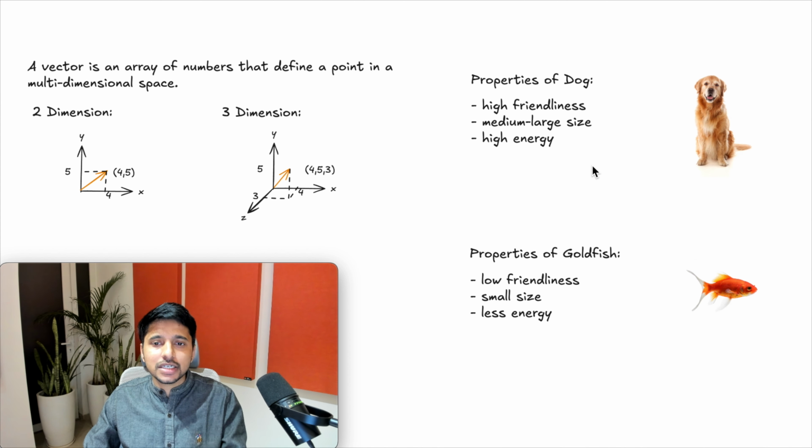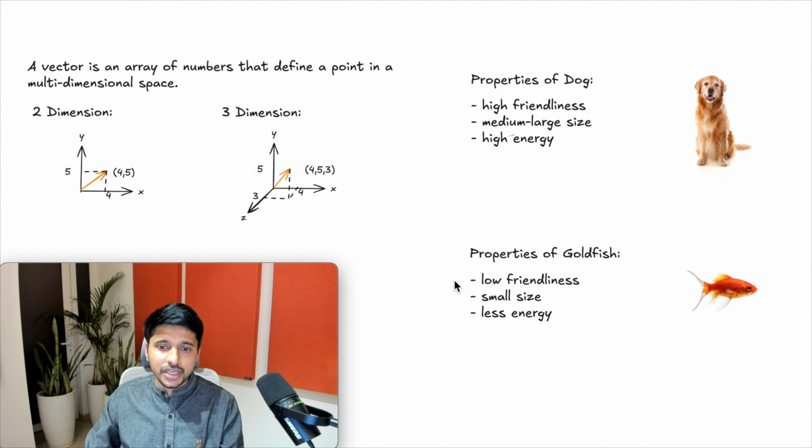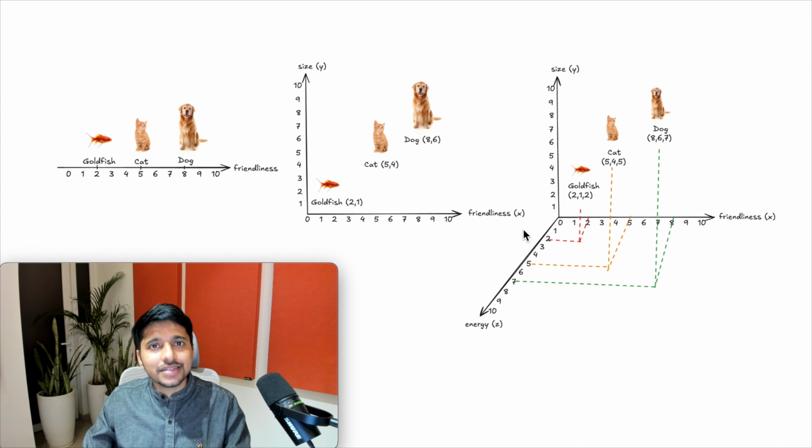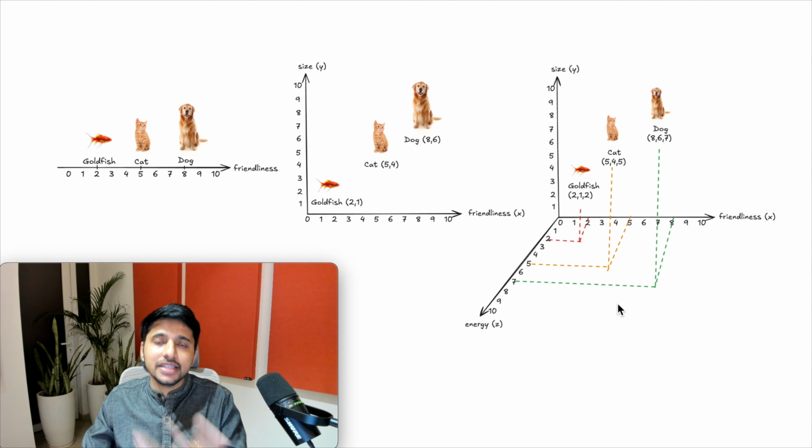First, let's try to understand the properties. For example, for the dog we have properties like these: high friendliness, medium-large size, high energy. And we have low, small and less like this for the goldfish. So these are the properties that we have defined for the dog and the goldfish. As we have learned, vectors can be defined in 1D, 2D, 3D, and it could be anything like n equal to 1000, 2000, based on the requirements.